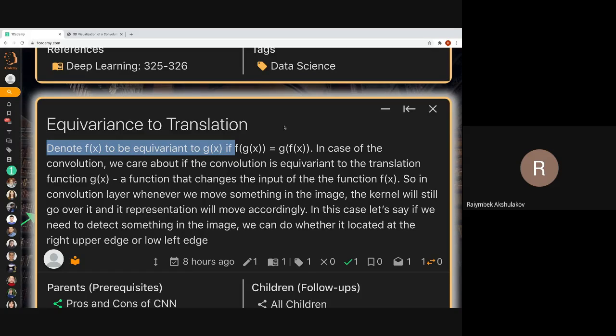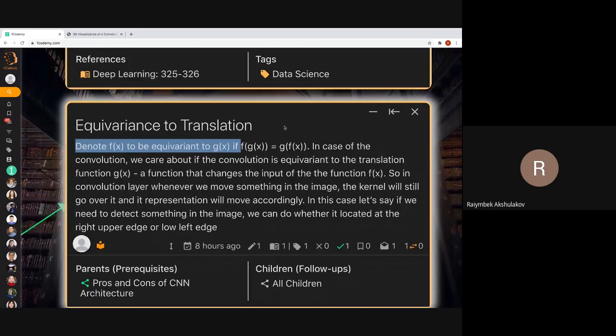So when we're using convolution, whenever we move something in the image, the kernel will still go over it, and the representation will also move accordingly. In this case, if we need to detect something in an image, we can do it whether it's located at the right upper edge or the low left edge.